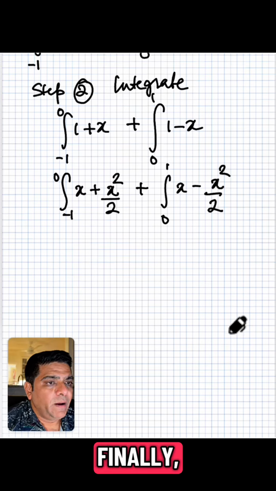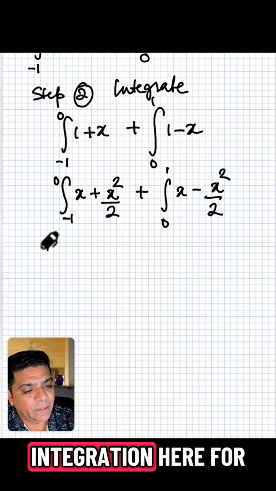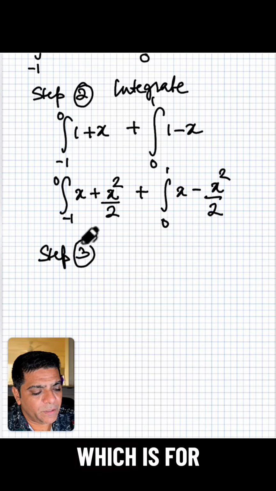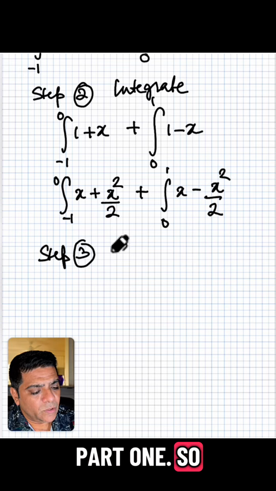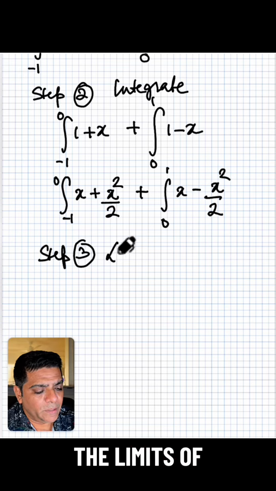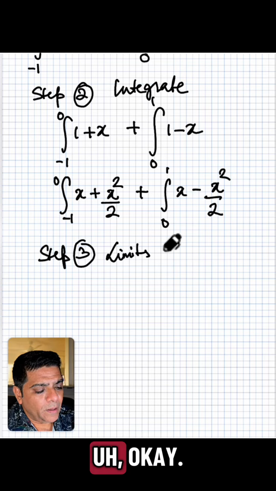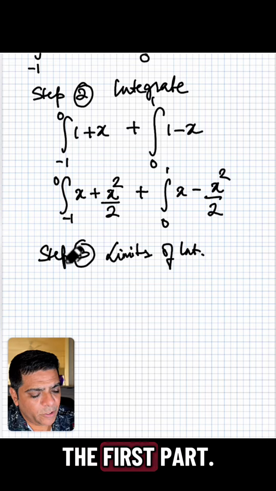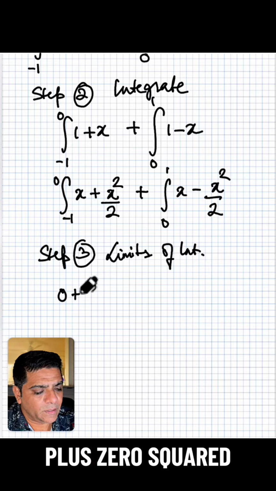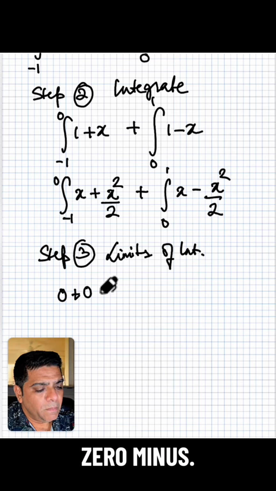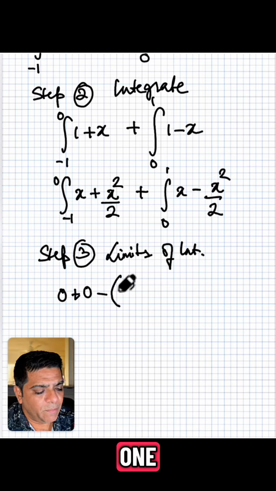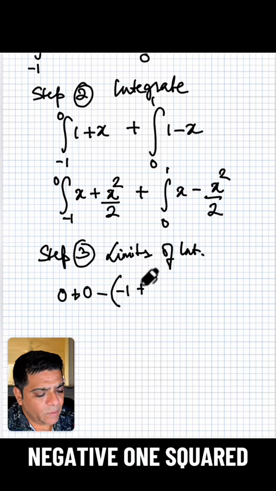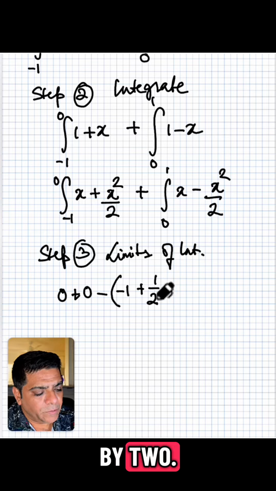Okay, and then finally we are going to apply the limits of the integration here for step 3, which is for part 1. So let's go ahead and apply the limits of the integration. And when we do that, we are going to start with the first part. So it's going to be 0 plus 0 squared by 2 is 0, minus, so put negative 1 plus -1 squared is going to be +1 by 2.